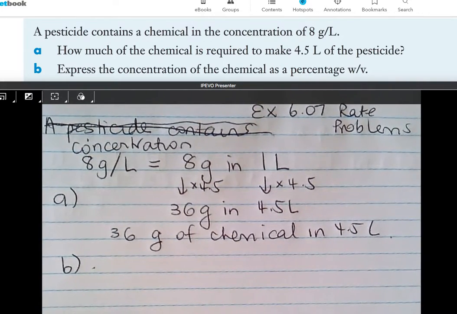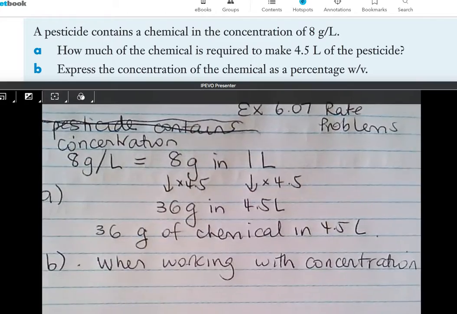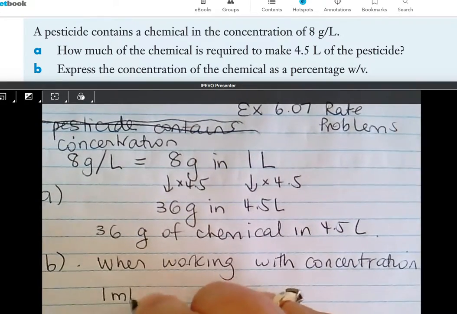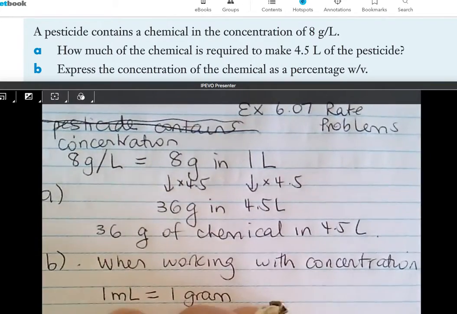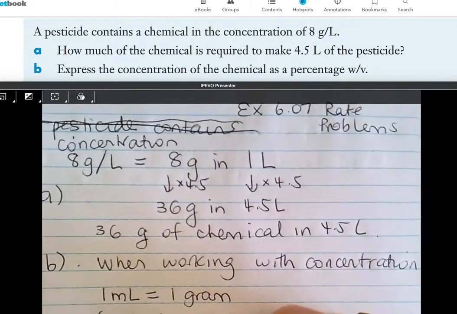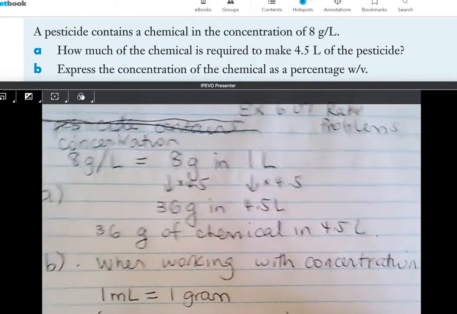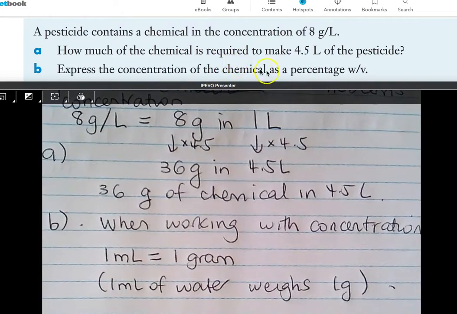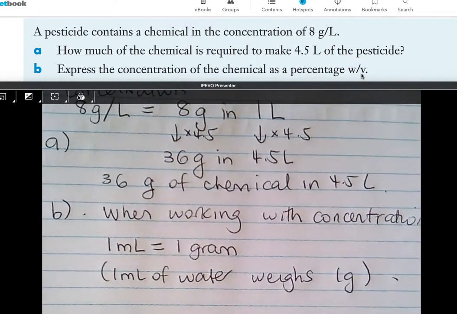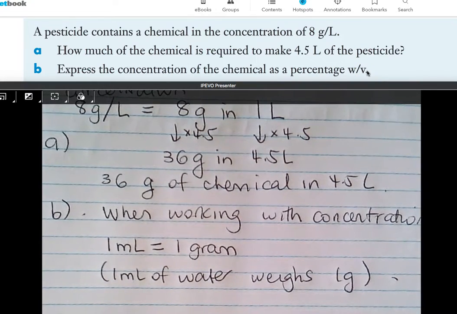Now, the next part of the question is tricky, okay? Express the concentration of the chemical as a percentage weight per volume. Now, when working with concentration, see, girls, if I took 1 mil of water and weighed it on the scales, it weighs 1 gram. So 1 mil of water weighs 1 gram. When we do weight per volume, we put the weight over the volume. But I need the weight and the volume to be in the same units.